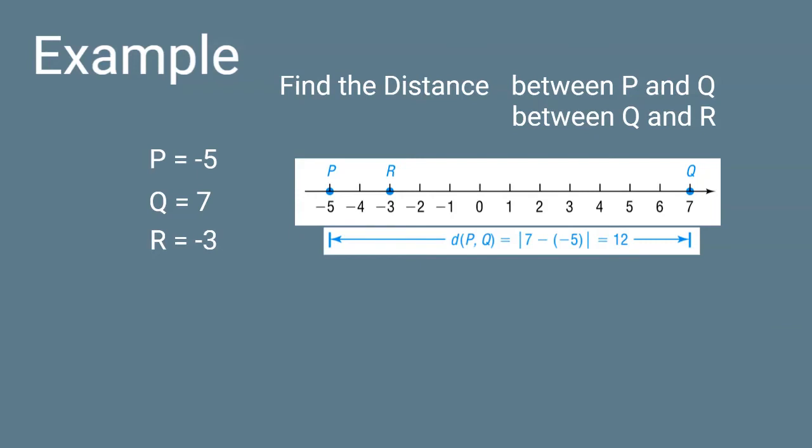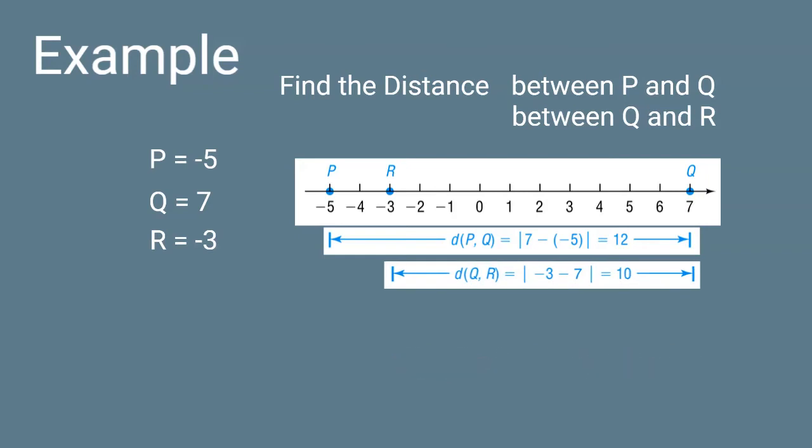We can calculate the distance between Q and R the same way. So the distance is equal to the absolute value of negative 3 minus 7. Negative 3 minus 7 equals negative 10. But the absolute value of negative 10 is actually going to be equal to positive 10. So the distance between Q and R is equal to positive 10.